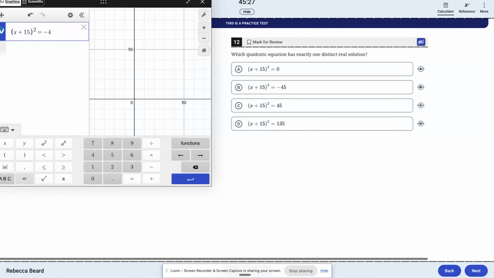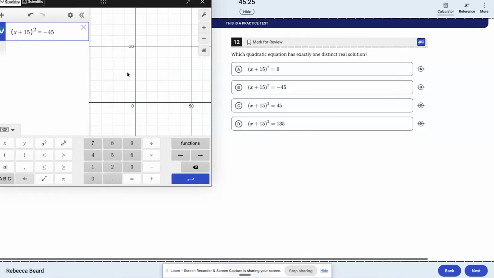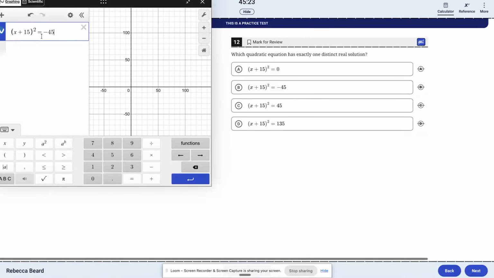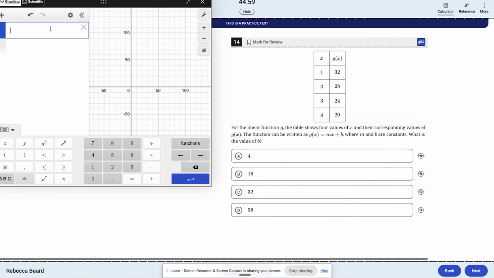But just to show the example, B, there is no lines. And then if you try option C, it has 2. And then if you try option D, there's 2 as well. So then we know the answer is A.